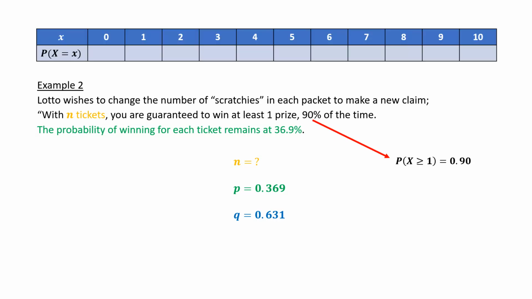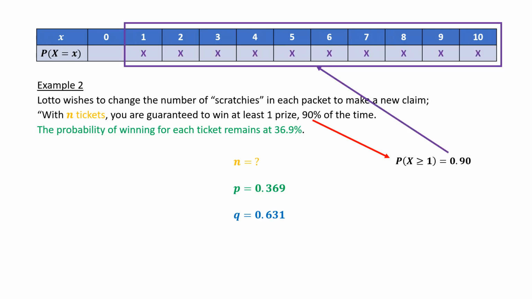So once again, let's go back to our distribution table. These represent how many prizes you win. So you could win X of 0 prizes, 1 prize, 5 prizes, or 10 prizes. This 90% represents winning at least one prize, which are all these probabilities here that will add up to 90%. So what we're going to do is write down P of X greater than or equal to 1.